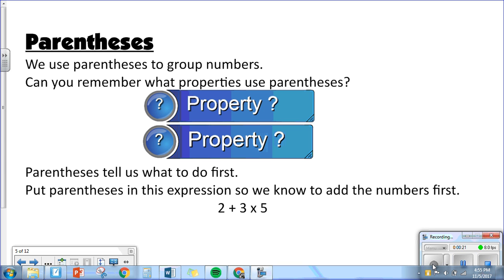Can you remember these properties? If you'll please raise your hand, and when you're called on, you can share the properties of addition and multiplication that use parentheses.